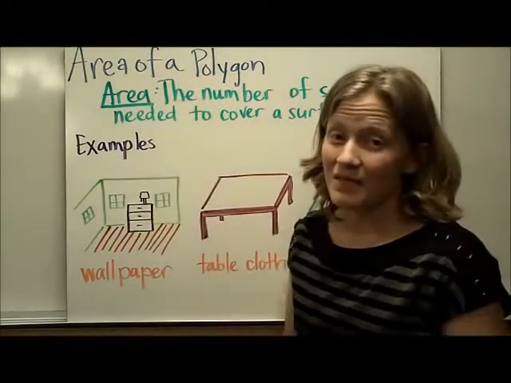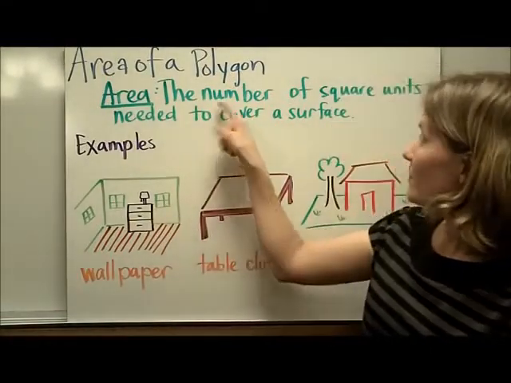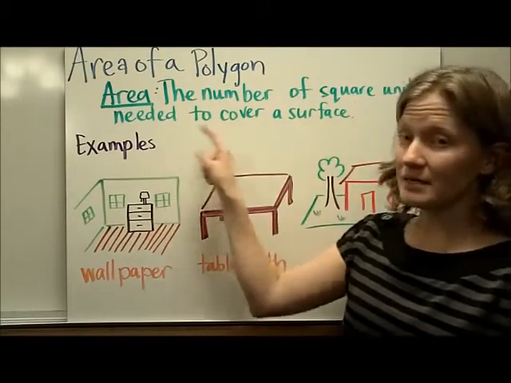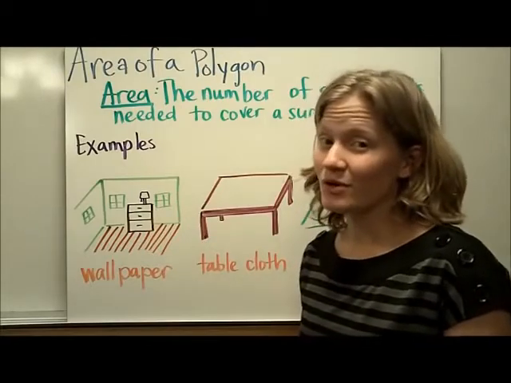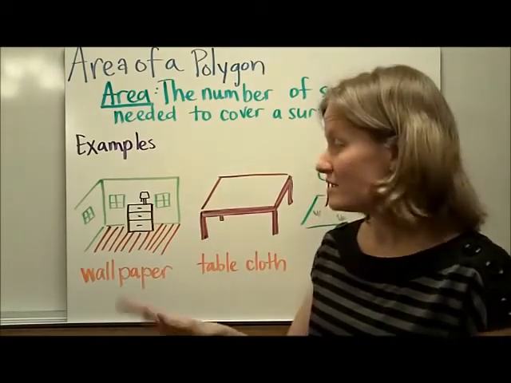of a polygon. The definition of area is the number of square units needed to cover a surface. Let's talk about some examples in real life where you might want to find the area of a surface.